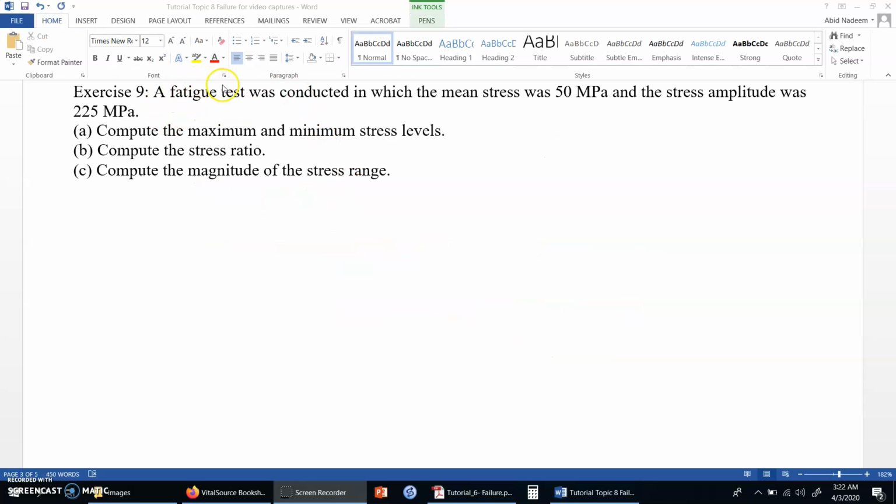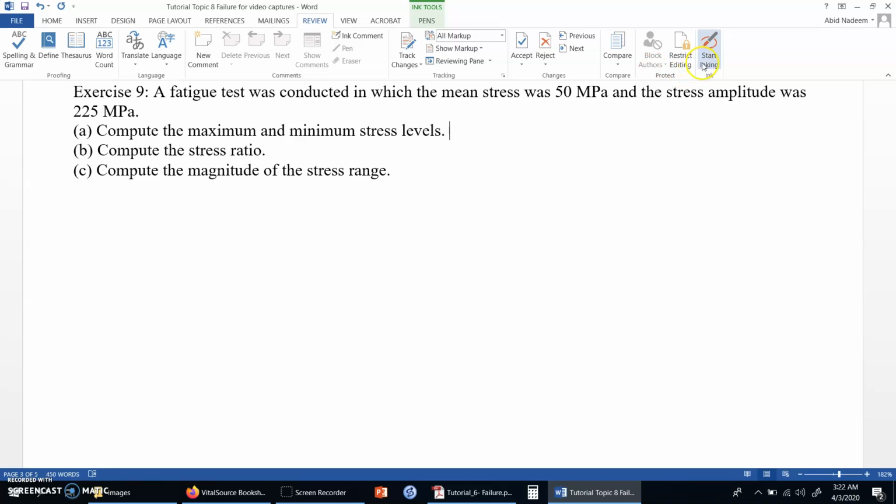Exercise 9. A fatigue test was conducted in which the mean stress was 50 megapascal and the stress amplitude was 225 megapascal. So compute the maximum and minimum stress levels, and then compute the stress ratio, compute the magnitude of stress range. So compute the maximum and minimum stress levels. So sigma max we need to find, sigma minimum we need to find.